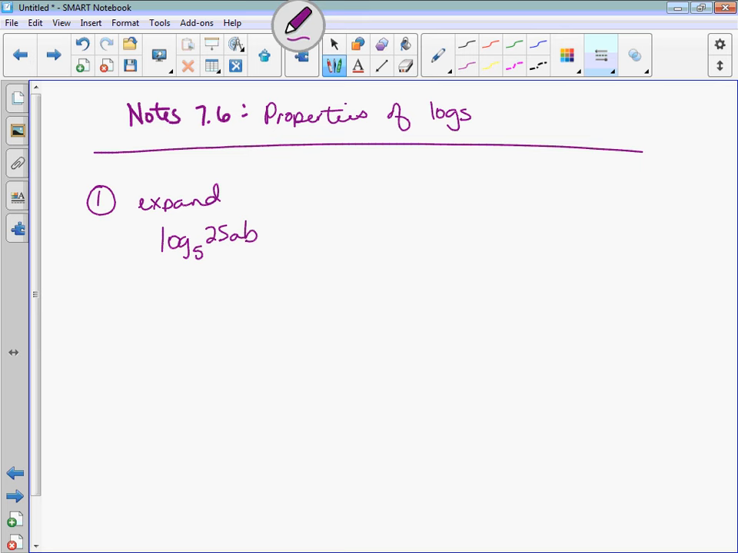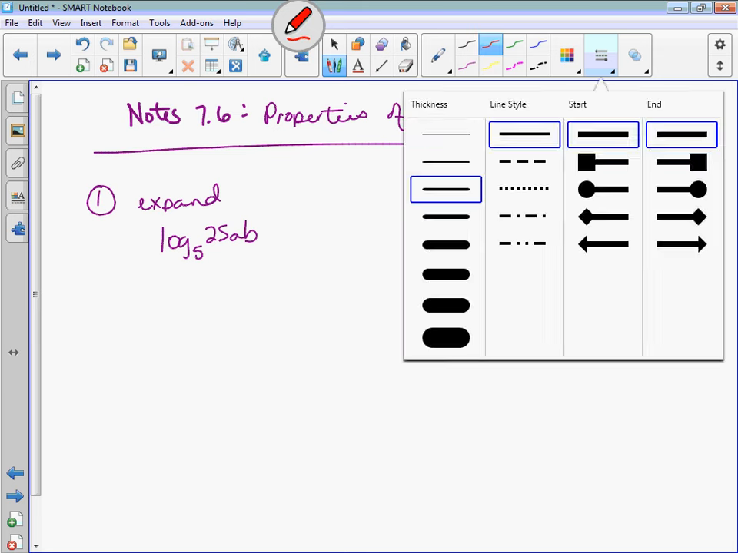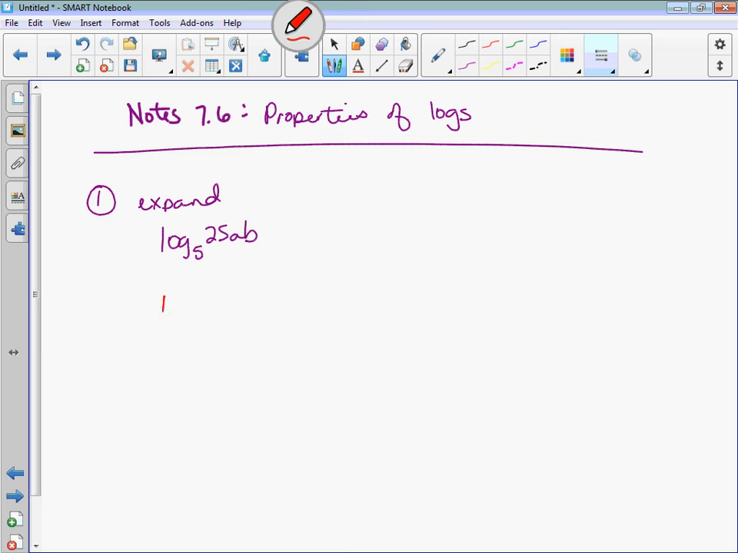So do you remember when we're multiplying what we're actually doing? We are adding logs. So you could separate this out. You could say log base 5 of 25 plus log base 5 of A plus log base 5 of B.